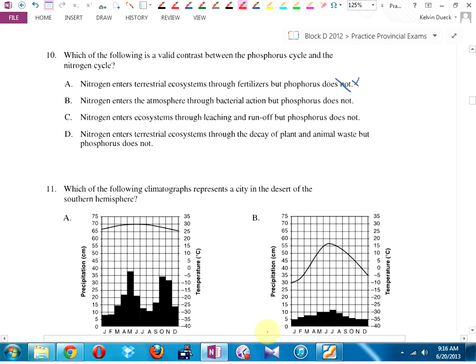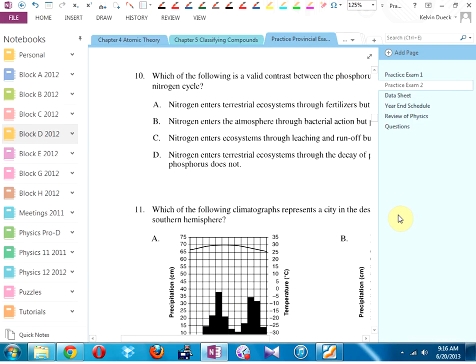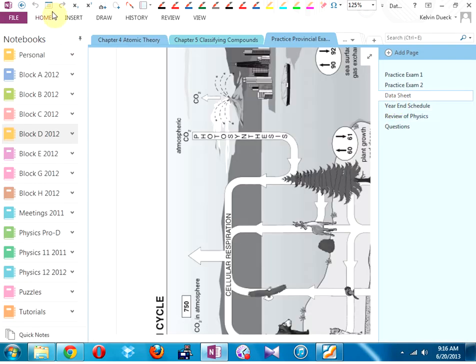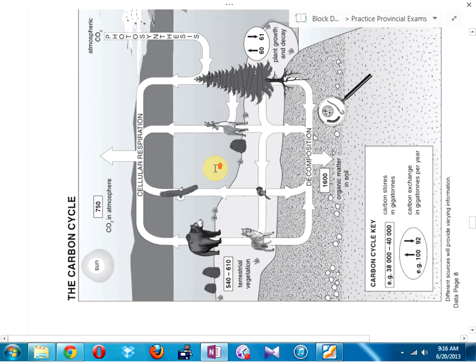Number 10. Which of the following is a valid contrast between the phosphorus cycle and the nitrogen cycle? You folks probably want to stay on this question, but right now I would be blazing off to my phosphorus and nitrogen cycle.